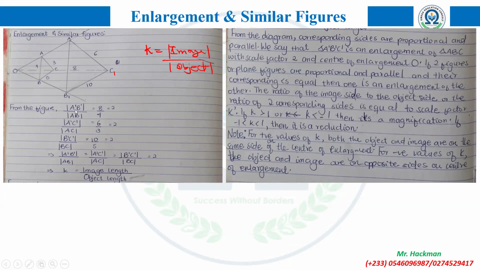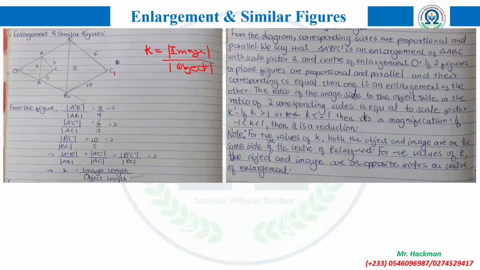From this figure, we can say that if I take this length, you can see there is A prime, B prime, and we are interested in the image length. The corresponding side will be A, B. So you use corresponding sides to form your ratio, which will give you your scale factor. So this side is 8 over the object's corresponding side, which we have here to be 4.